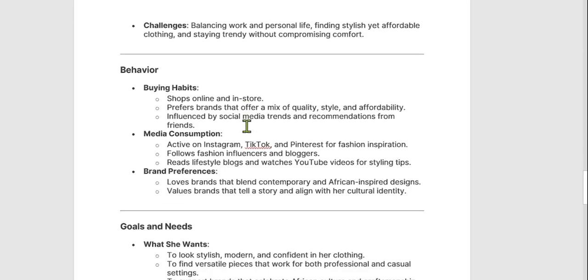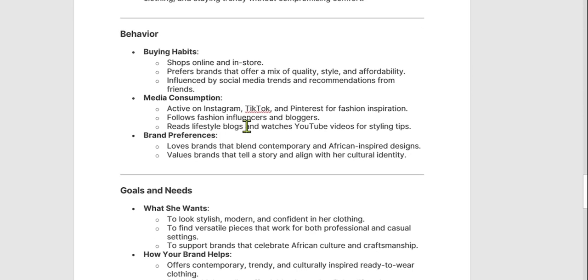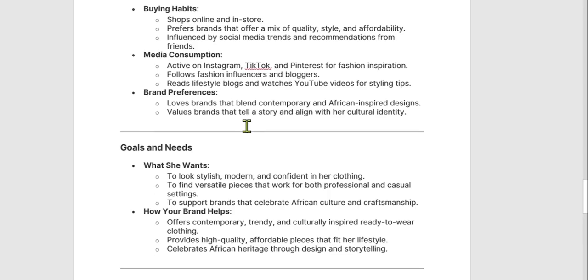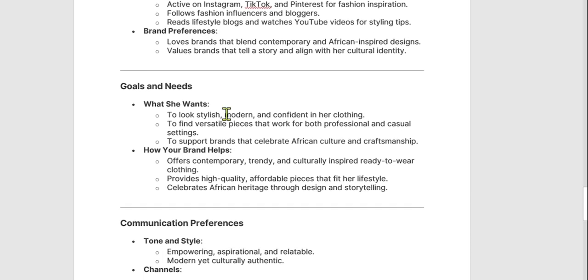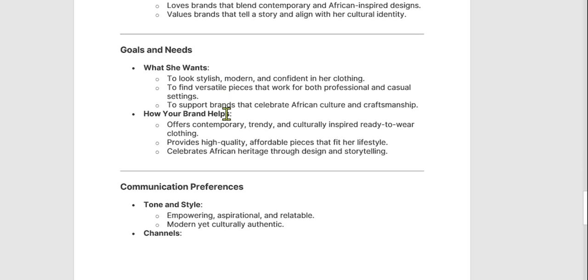So, what are their buying habits? Do they buy online? Yeah, they do buy online. Their media consumption. They're active on Instagram, they're on TikTok, they're on Pinterest, right? They also follow influencers and they go to blogs, right? So they like African brands, they like their African cultural identity, they embrace it. So we can infuse that into our communication.